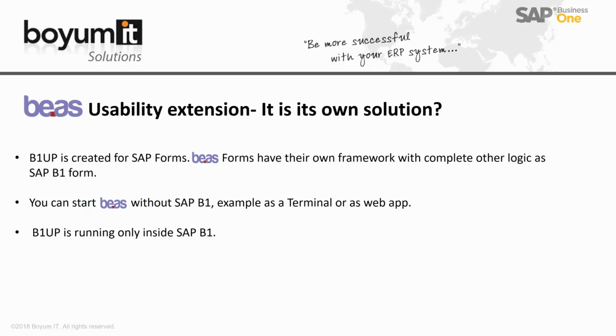You know that the B1 usability package you run in SAP, but for example BEAS you can run outside SAP. You can run it as a standalone. I think it's a good explanation for you to understand why it is its own solution. I cannot run B1 app outside SAP. It runs always inside SAP. But BEAS can run outside SAP. And then we have terminals also and web apps. Okay? So that's why it's its own solution. But it's part of the usability package. You turn it on there. So you need a usability package license to run it.